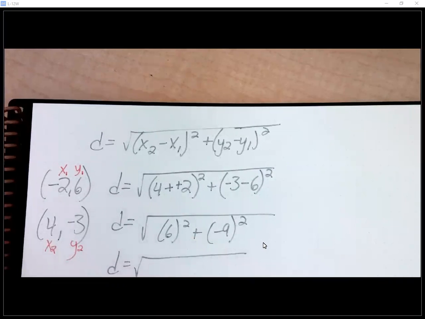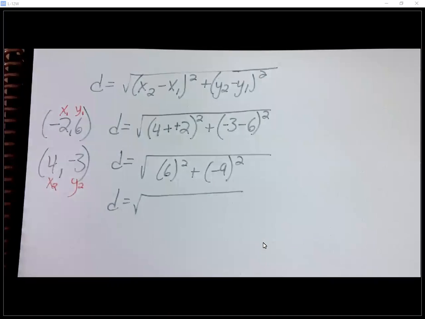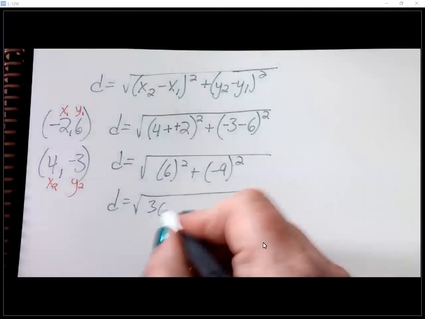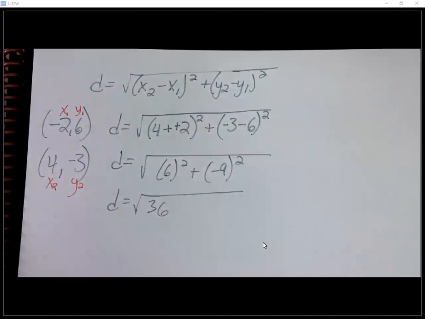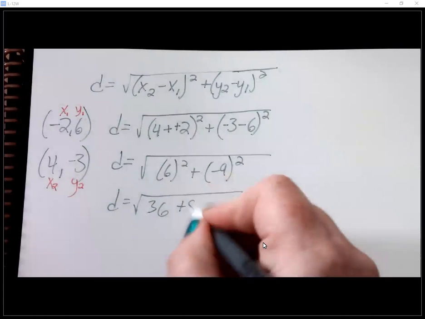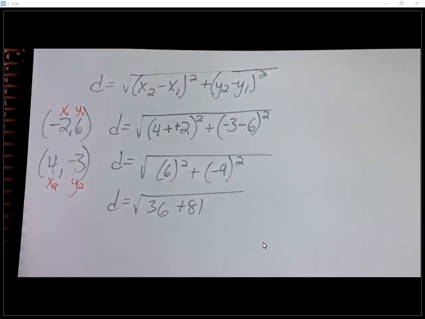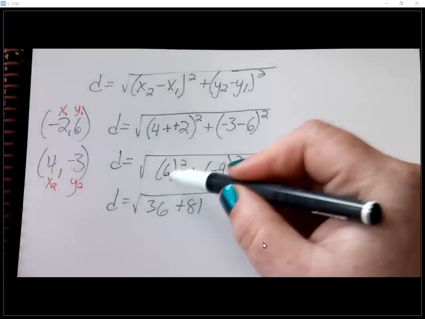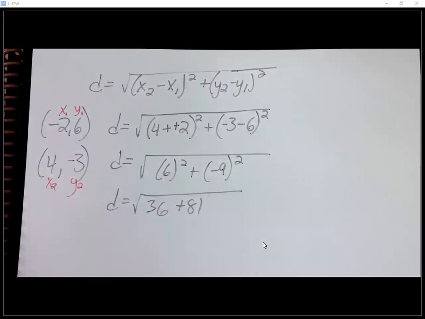6 squared is 36. What is -9 squared? Positive 81. Ladies and gentlemen, it will never matter if these numbers are positive or negative. When you square them, they'll always be positive. So you're always going to be adding 2 positive numbers together. 36 and 81 is, I don't know, what is that? 117, thank you.